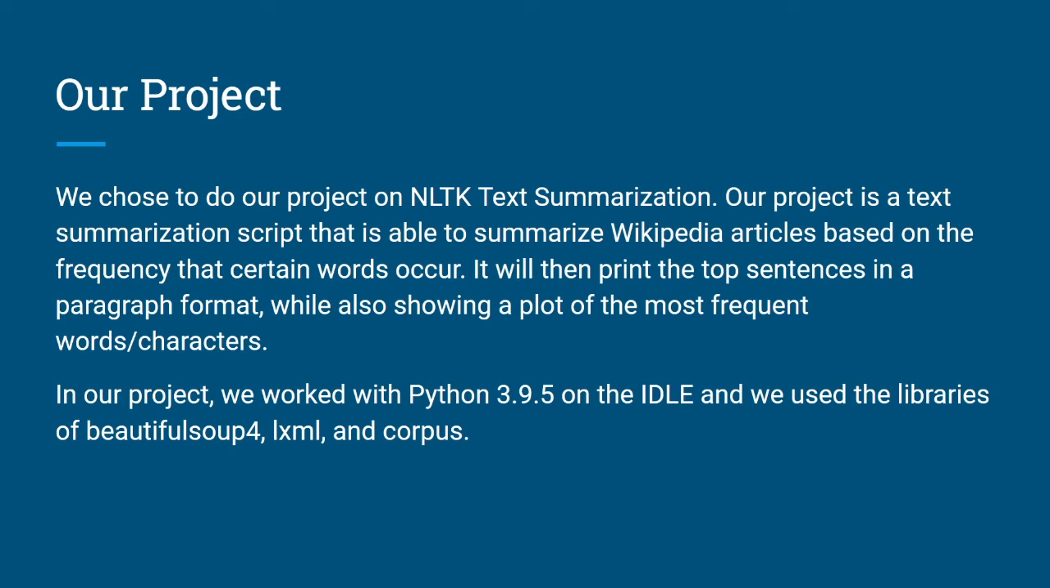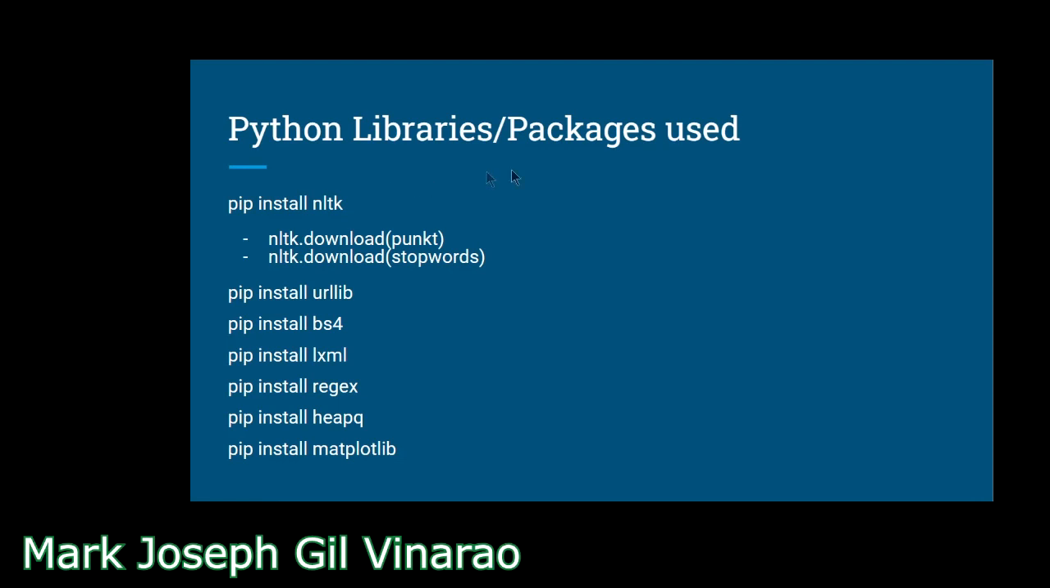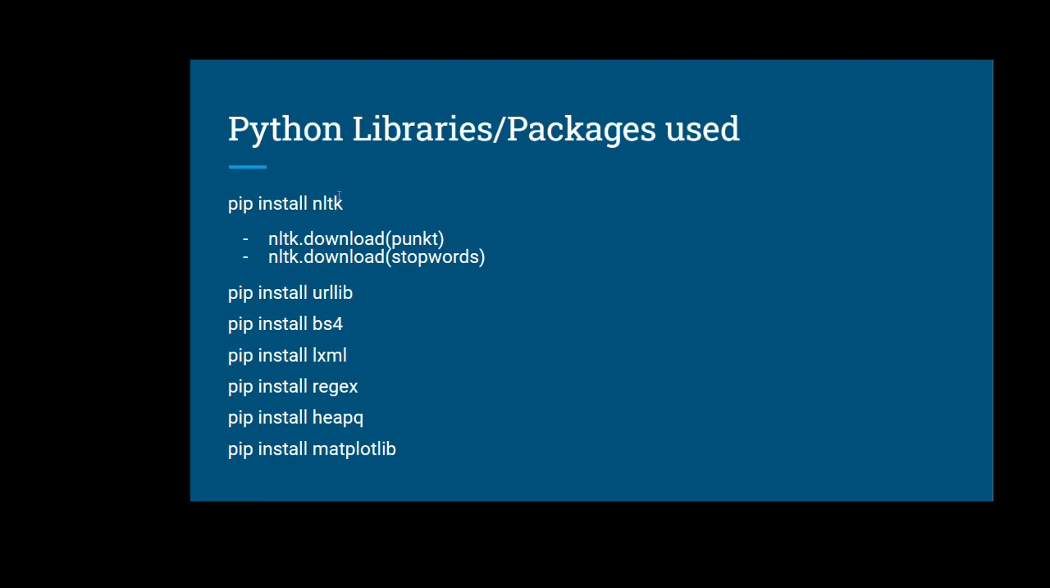In our project, we work with Python 3.9.5 on IDLE. We use the libraries Beautiful Soup, XML, and Corpus. These are the libraries and packages that we use in our project. We will mainly focus on the usage of NLTK here since our project is mostly on text analysis or summarization. We also installed some of the libraries in order to make our project more functional, flexible, and to deliver all the requirements.